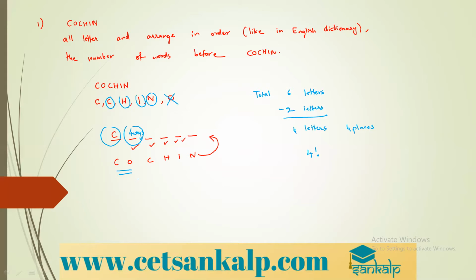So, the total number of words we have are, the first part of the work can be done in 4 ways into the second part of the work can be done in 4 factorial ways. That is 4 into 24, that is 96. So there are 96 words coming before the word Cochin if you arrange all the letters as in English dictionary.